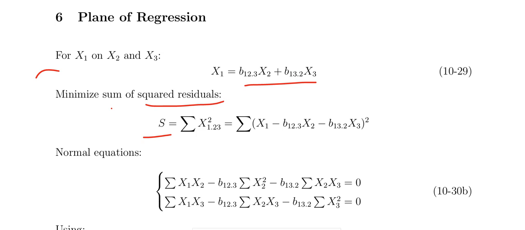The same idea applies here, except that one more variable comes in. The corresponding normal equations are: summation x1 x2 minus b123 summation x2 square minus b132 summation x2 x3 equal to 0. The same way, summation x1 x3 minus b123 summation x2 x3 minus b132 summation x3 square equal to 0. These are the normal equations.